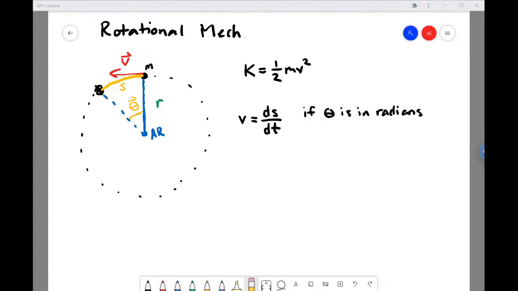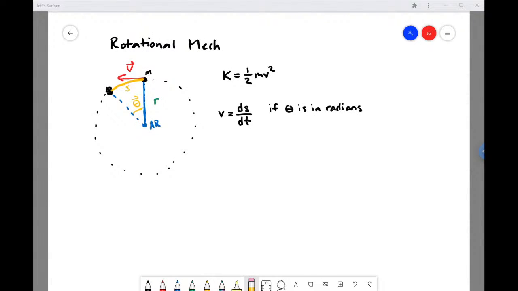Let me zoom out a little bit. r theta equals s. A linear distance s, an arc length, is the radius multiplied by the angular displacement theta. So if theta is in radians, and you can always write angles in radians if you know them in degrees. There's conversion factors, 2 pi radians and 360 degrees. So you can always go back and forth.